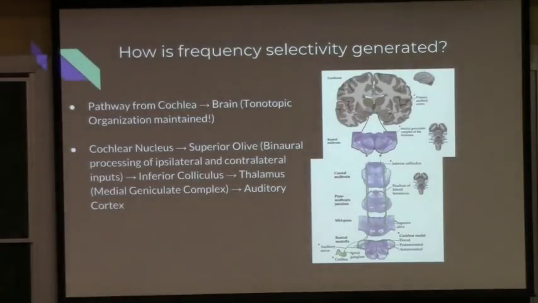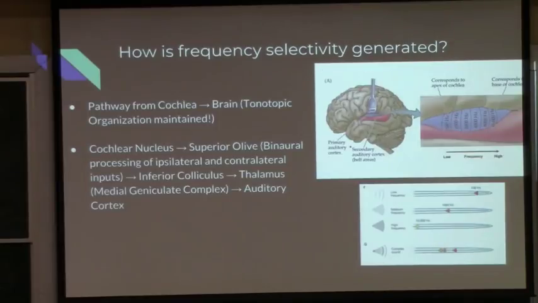And so now we have the pathway from the cochlea to the brain. This tonotopic organization is maintained, and the different frequency selectivities are maintained all the way. So you have this in the cochlear nucleus, and the superior olive, where binaural processing takes place, of ipsilateral, which basically just means from the same ear, and contralateral, which means from the opposite ear. The inferior colliculus goes to the thalamus, which goes to the auditory cortex.